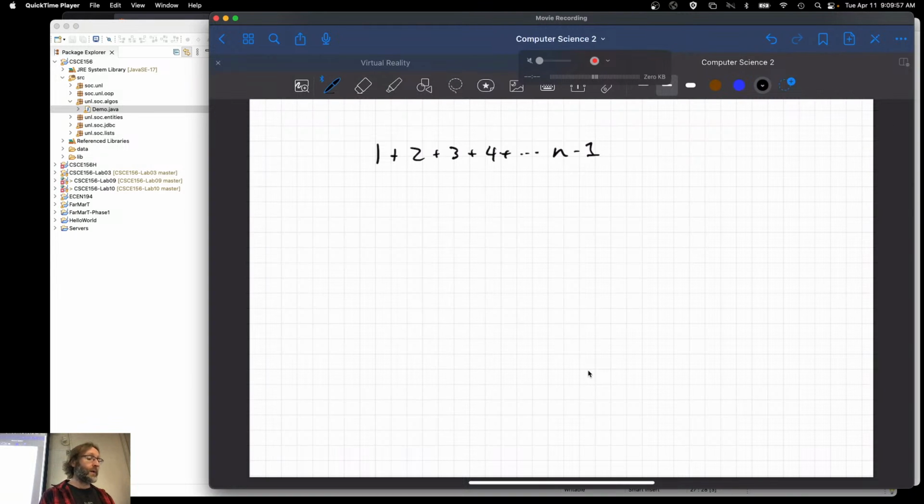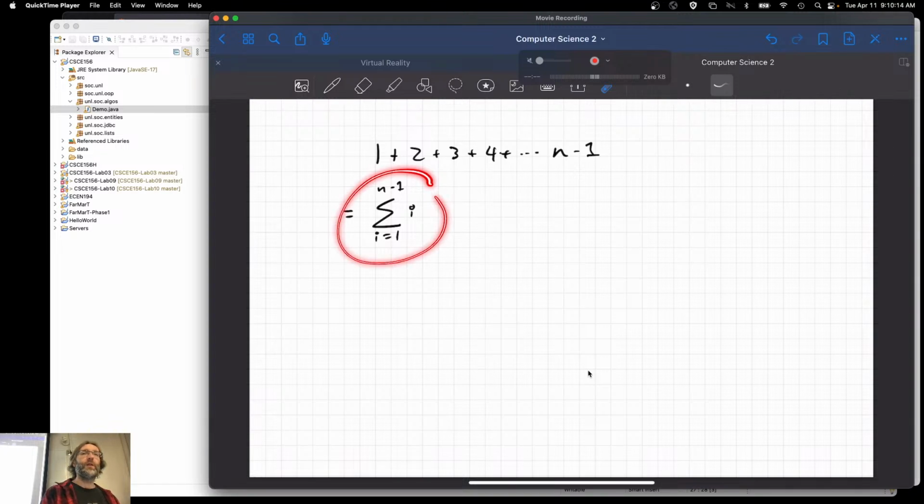Start at 1, right? 1 plus 2 plus 3 plus 4 is going to be equal to a summation of i, starting at 1 up to n minus 1 of i. We've seen this notation before, hopefully, right? The summation. Have we seen this formula before? It is a finite series.